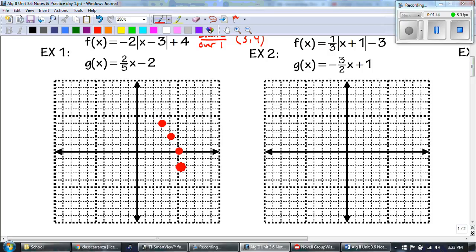Down 2 over 1. And since I don't know where they intersect, I want to go down 2 over 1 in both directions as many times as possible. And then once I'm done with that, I'm going to use my straight edge and draw my line. And we've got to go in both directions.